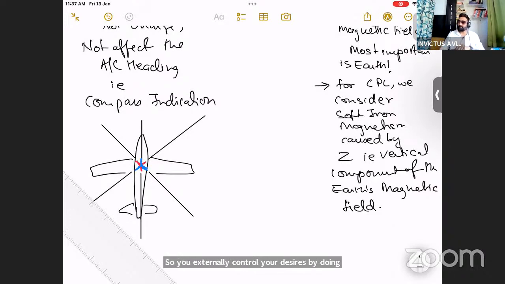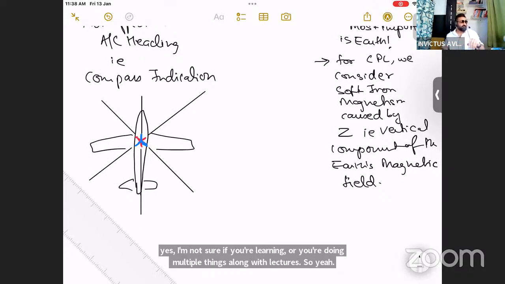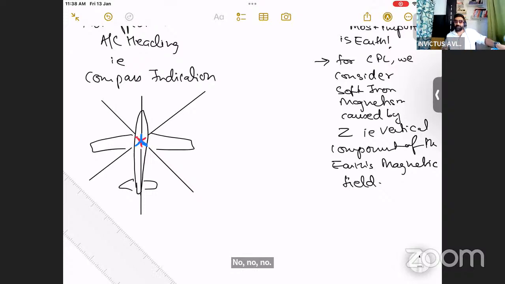So that helps, Aditya, same goes for you. I know Sridhar is doing it. I'm not worried about Sridhar. Others also I'm not worried about. Pushkar a little bit, but it's okay. Yes, sir. Yes. I'm not sure if you're learning or you're doing multiple things along with lectures. So yeah. No, learning. No. What does that mean? I don't know.